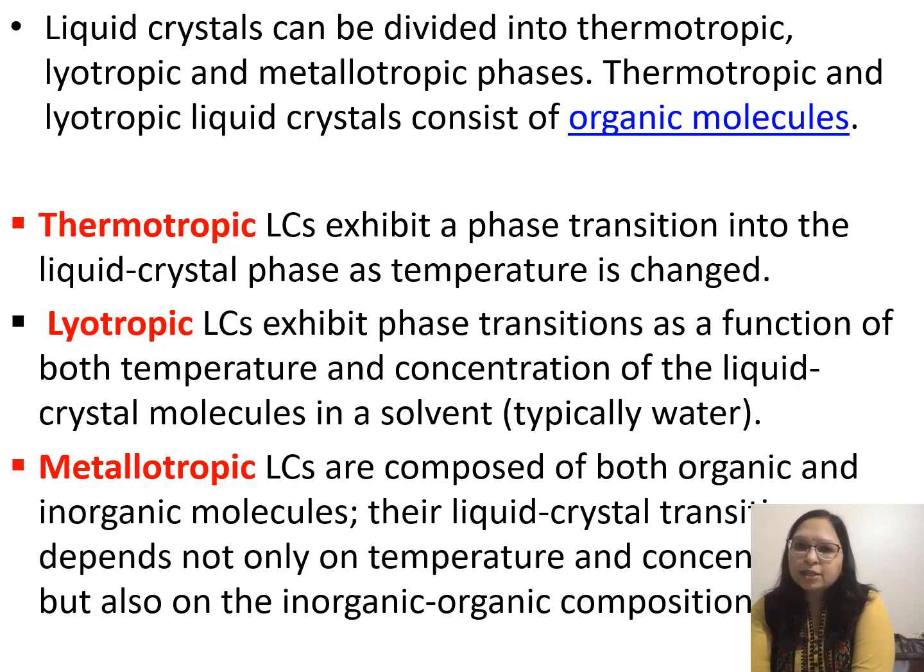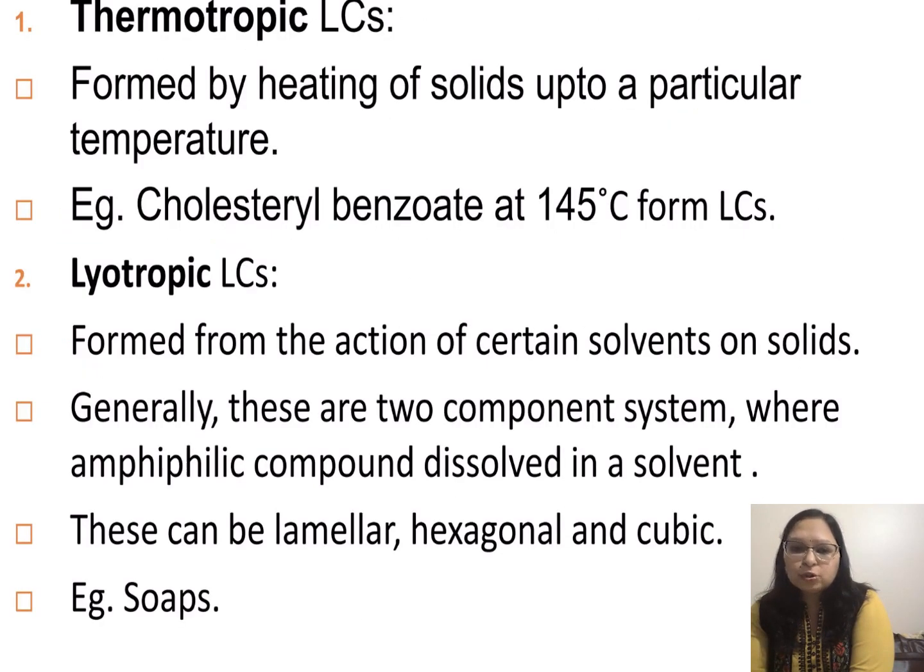So this was the first classification of liquid crystals, which was done on the basis of property. It means they can be thermotropic if the temperature is changed. They can be lyotropic if they depend both on temperature and concentration of solvent. And they can be metallotropic if they depend on concentration of solvent, temperature and composition also.